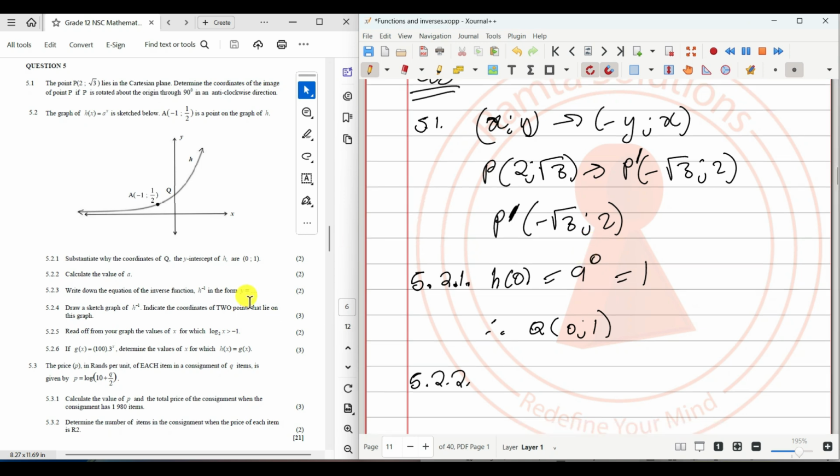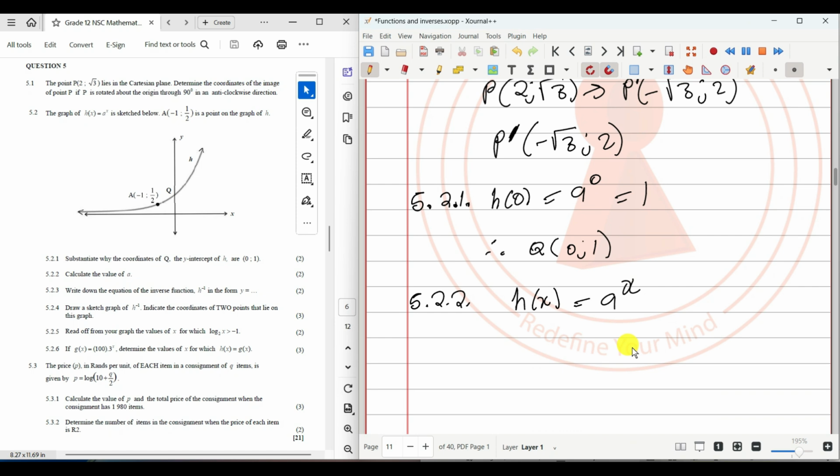Now let's see 5.2.2. Calculate the value of a. We know h of x is equal to a to the x. Now we have a point there. The point A with coordinates -1 and positive half. So where there's x, we put -1. Where there's y, we put half. Y is similar to saying h of x.